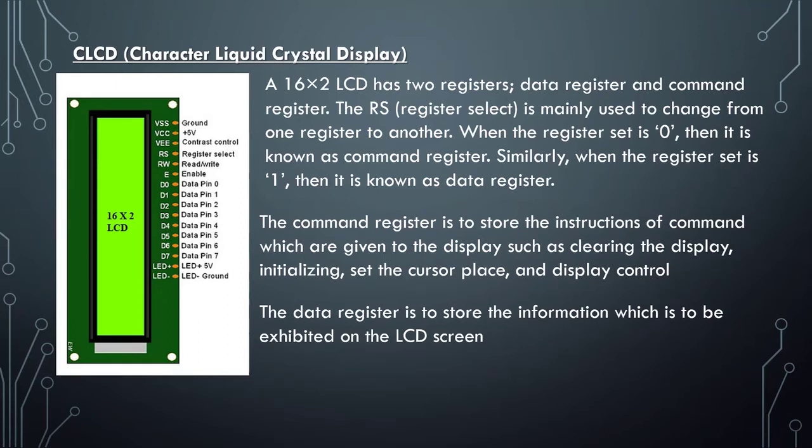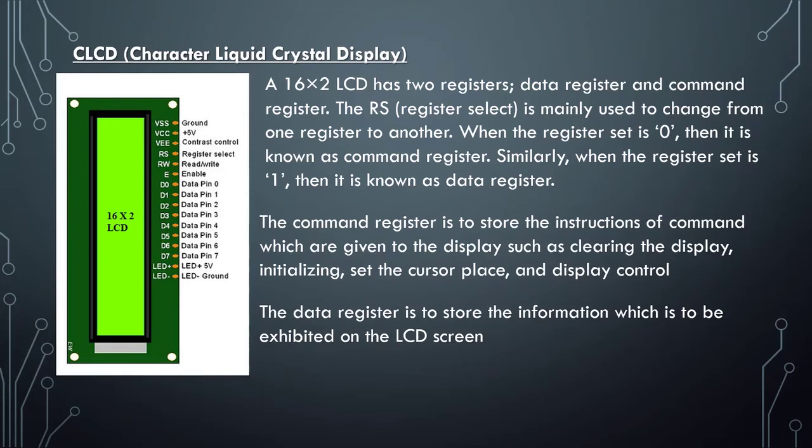So let's now take a deep dive into the CLCD, which stands for Character Liquid Crystal Display. We usually feel happy about embedded systems when we see the CLCD, because it enables us to interact with the embedded system. So what is this CLCD? It's a 16 by 2 LCD which has two registers, the data register and the command register. As we had seen earlier, registers are where commands are fetched or stored. The RS, the register select, is mainly used to change from one register to the other, from the data register to the command register.